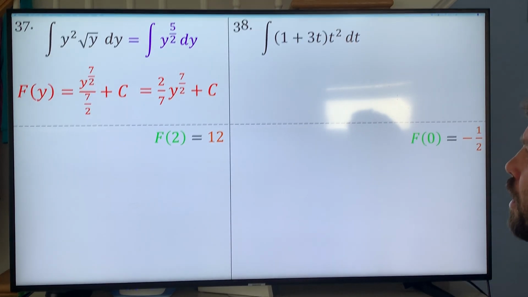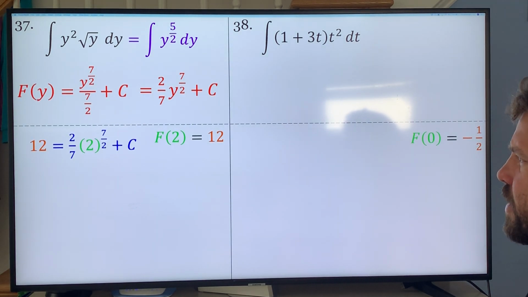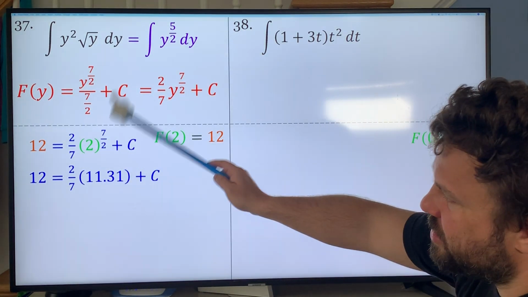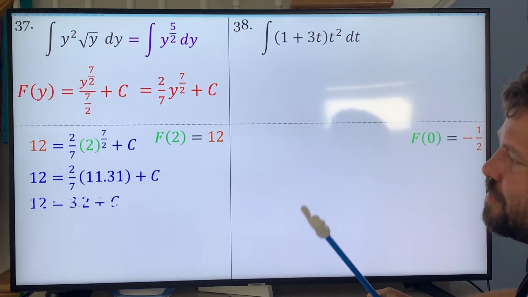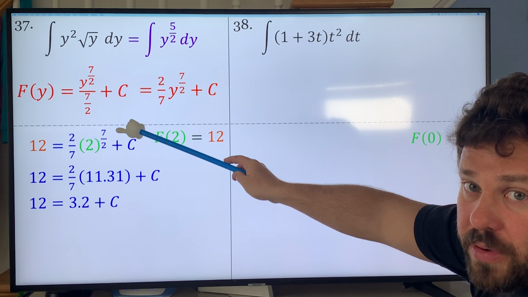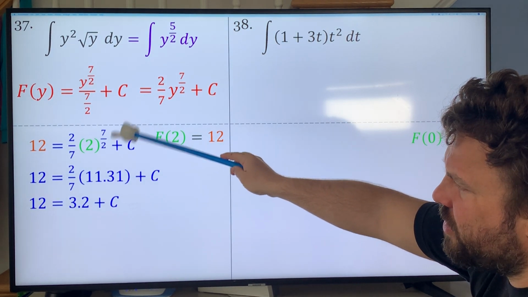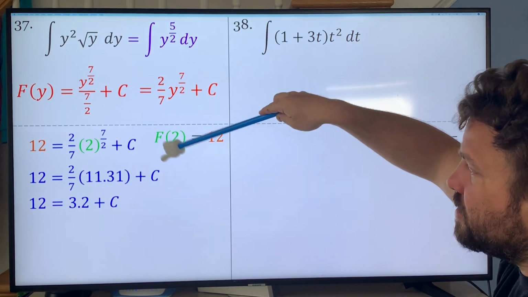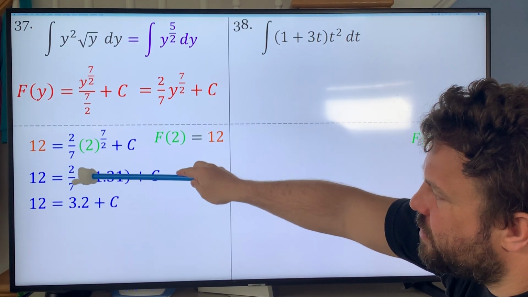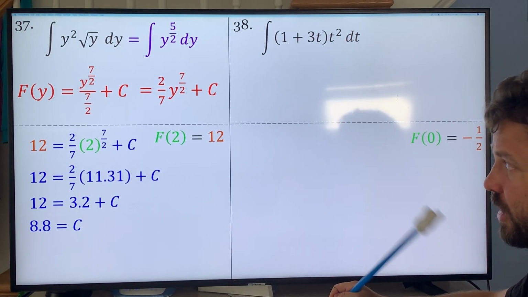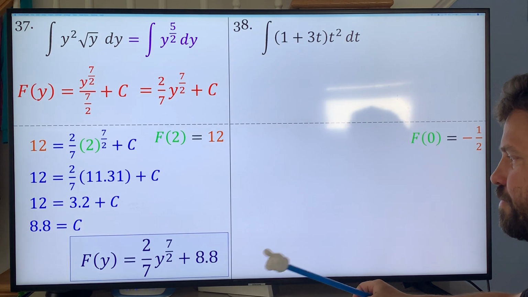All right, let's see. 12 equals 2 sevenths times 2 to the 7/2 plus c. I would just type this in the calculator. You get 3.2 eventually. 2 to the 3.5, or 2 in parentheses, 7 divided by 2, close parentheses. That gives you 11.31 times 2 divided by 7 gives you about 3.2. Subtract that from 12, you get about 8.8, and then you put it there.